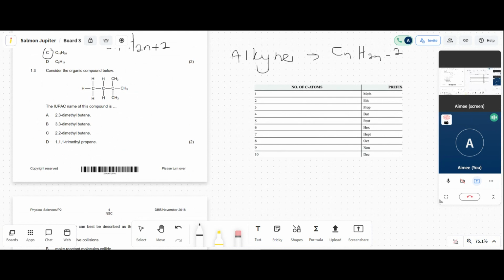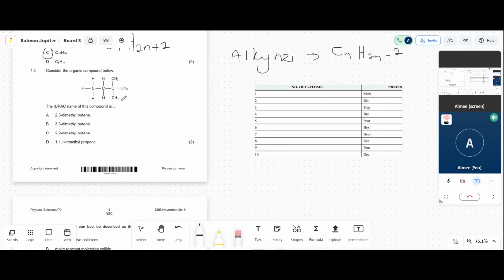Yeah, so our answer for 1.2 was C. Now we move on to 1.3. So consider the organic compound below. The IUPAC name of this compound is. So this is a pretty simple one. It's an alkane, nothing too stressful. So the first thing you have to pay attention to is when your carbons in the main chain, so this is your main chain here, are not bonded just to hydrogens. The CH3 and the CH3 are going to be considered branches on your main chain. This is your main chain. These 4 carbons in the middle here, this is your main chain.